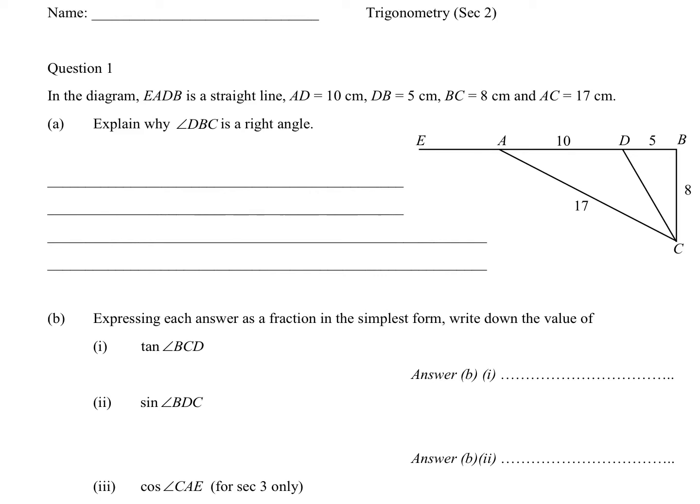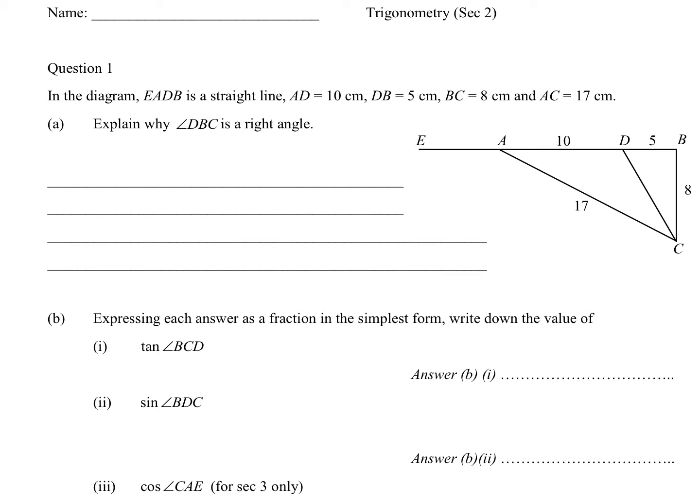Now in today's part of the chapter, we'll be looking at trigonometry for Sec 2 types of questions. Revision for trigonometry. Now let's take a look at the first question. First question is saying that EADB is a straight line and AD is equals to 10 cm, DB is equals to 5 cm, BC is 8 cm, and AC is 17 cm. Explain why angle DBC is a right angle.